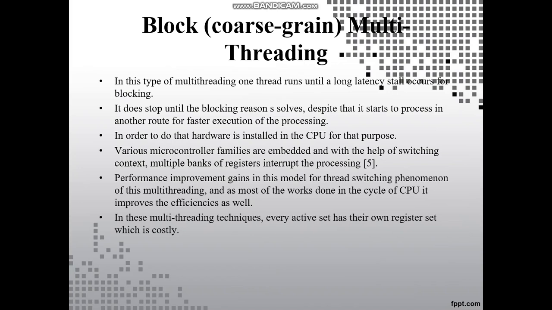Various microcontroller families are embedded, and with the help of context switching, multiple banks of registers interrupt the processing. Performance improvement is gained in this model through the thread switching phenomenon of this multithreading, and as most of the work is done in the cycle of the CPU, it improves the efficiency as well. Every active set has its own register set, which is very costly.